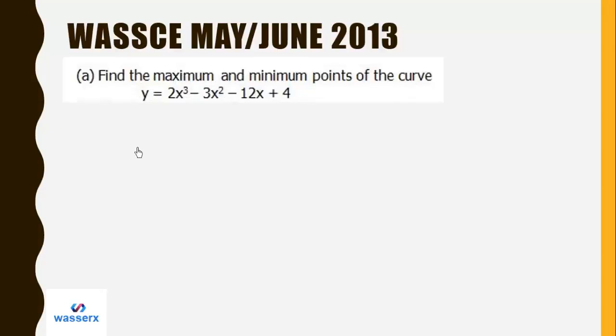Find the maximum and minimum points of the curve. So as usual, we find dy/dx. So dy/dx over here will be equal to 6x squared minus 6x, and this will give us minus 12. At turning points, dy/dx is equal to 0. So it means we can reduce this. At turning point, dy/dx is equal to 0, meaning that we have 0 equal to 6x squared minus 6x minus 12.